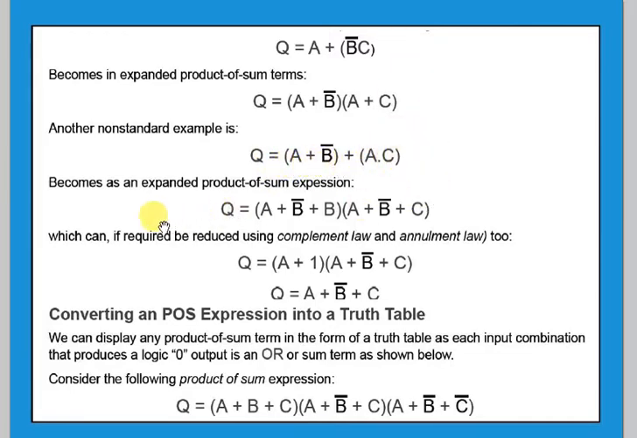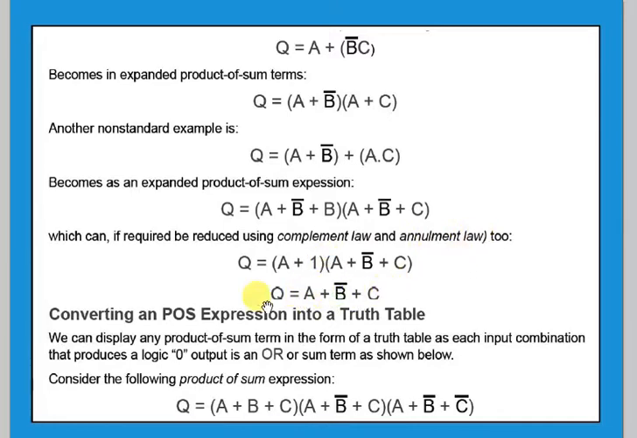Further, we can have another: Q is equal to (A plus B complement plus B) into (A plus B complement plus C), which, if required, can be reduced using the complement law and annulment law too. So we can simplify them.